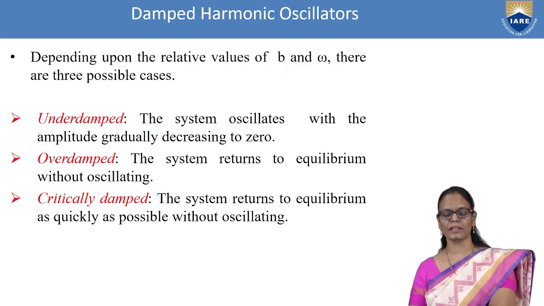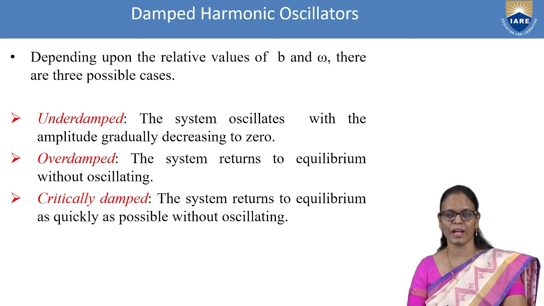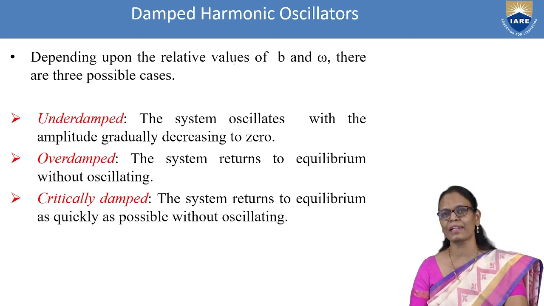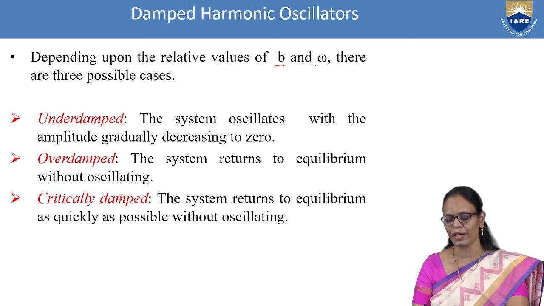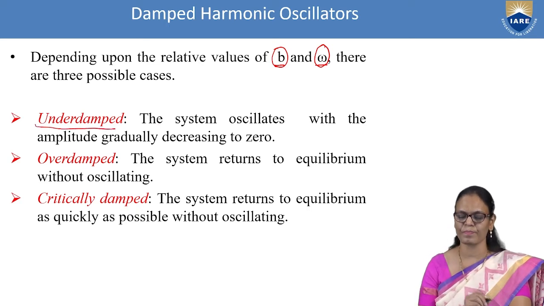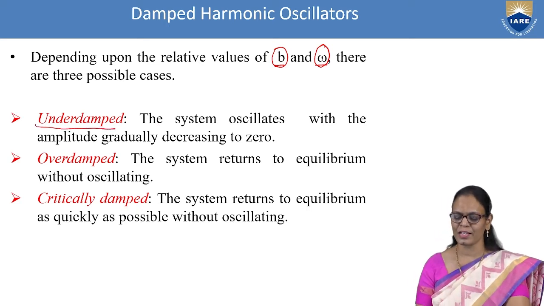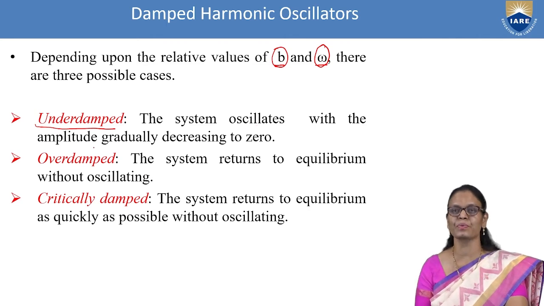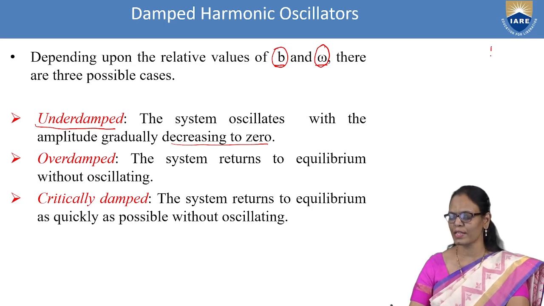Now let us understand what are the types of damping we have here, depending upon the values of b and omega. We have taken b as a constant, gamma by m we have taken as 2b, and omega is under root k by m. So depending upon these two values, we are having different cases in damping. The first one is underdamped. Underdamped means the system oscillates with the amplitude gradually decreasing to 0.